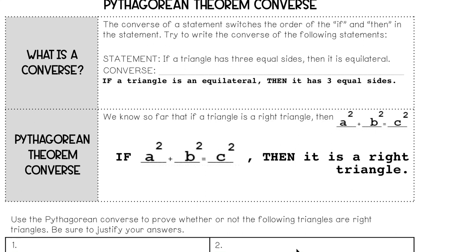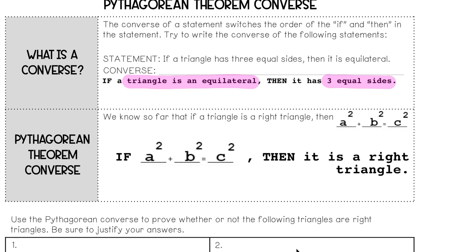Hey guys, today we're going to look at the Pythagorean theorem and its converse. So the way that converse works is kind of like an if-then statement. If a triangle is equilateral, then it has three equal sides, right? That's an example of a converse statement.